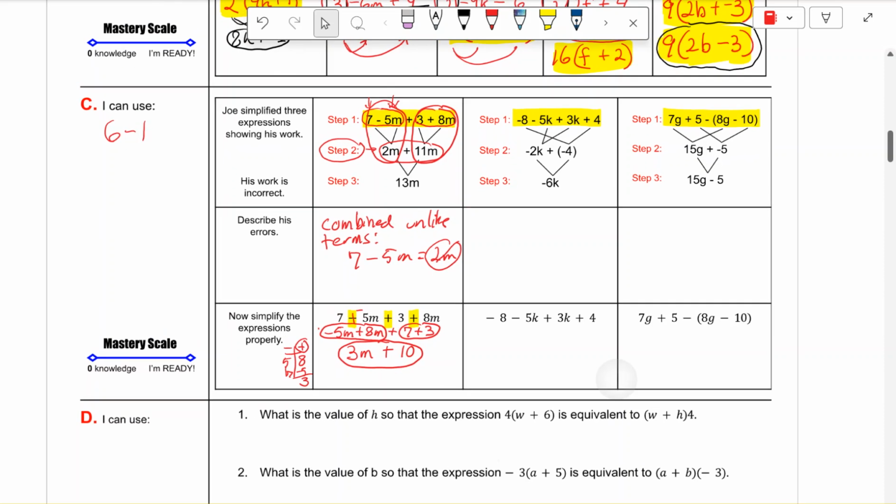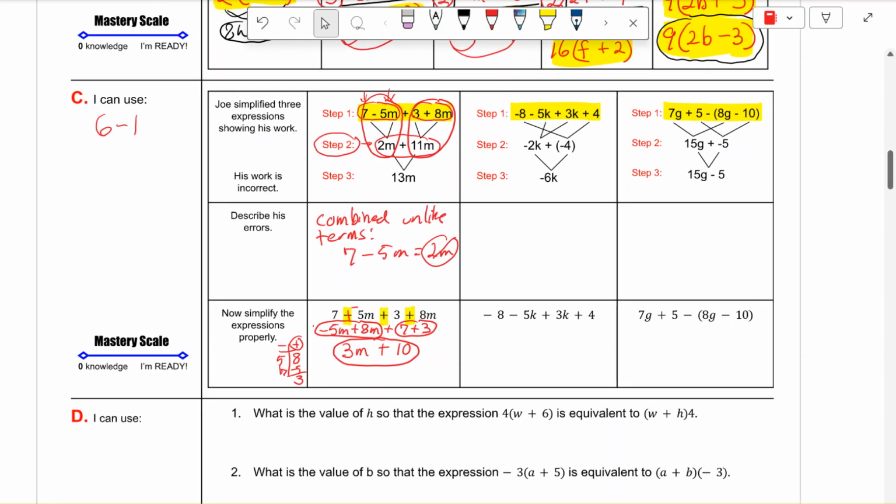Alright, going back to Joe's second attempt with a new problem. He makes another mistake. Let's do this one. Actually, I'm going to have you pause the video and try this one on your own.